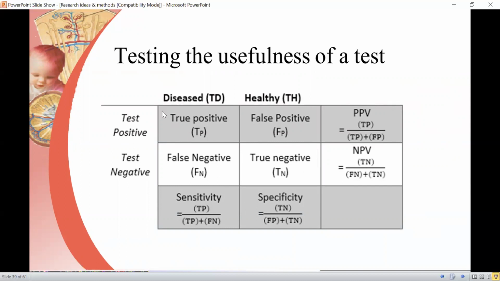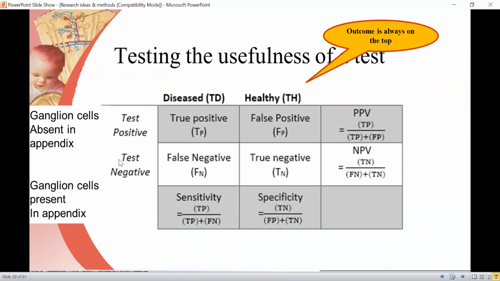Here again you have the outcomes: whether the patient gets the disease or not, and whether the test is positive or negative. Now I will give you an example. Ganglion cells are absent in the appendix. That means the test is positive. So that patient has a true positive, meaning he has Hirschsprung's disease.